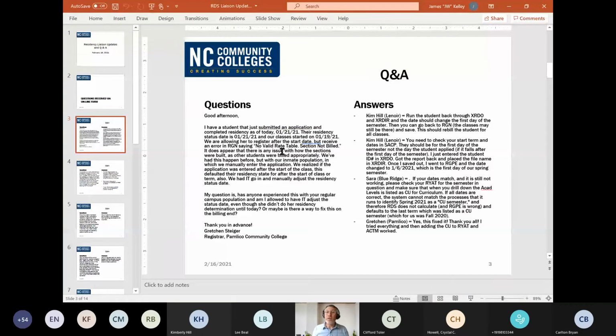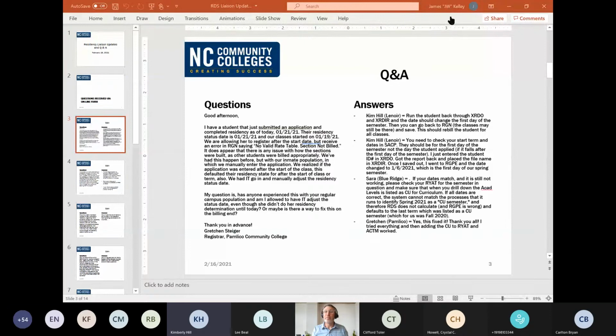So before I move on off of this slide, is Kim or Sarah or Gretchen on, and you would like to add any more detail to what I've just kind of described as the scenario that happened here? JW, this is Kim at Lenore. Oh, hey, we've had Kim.